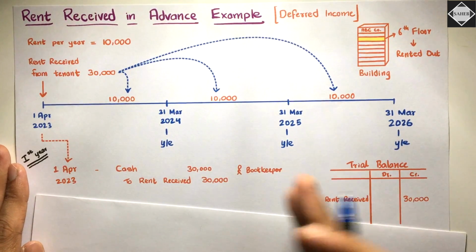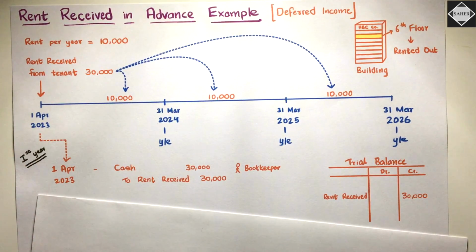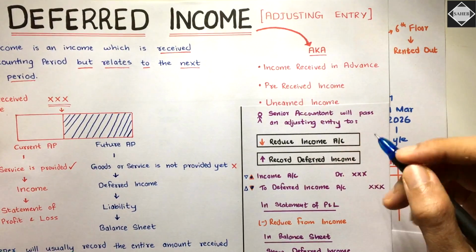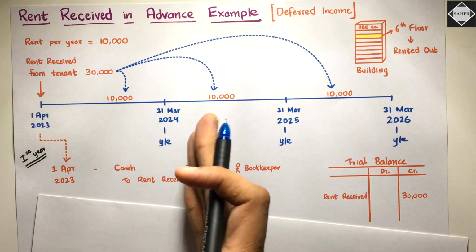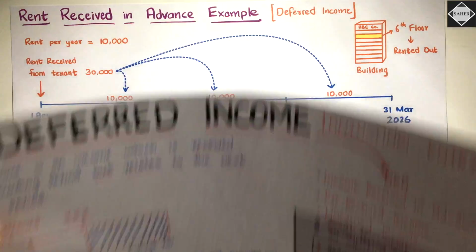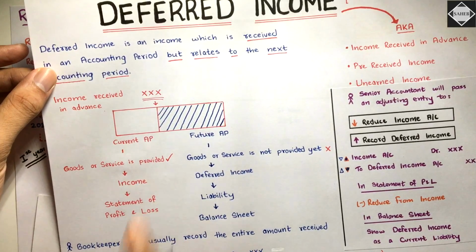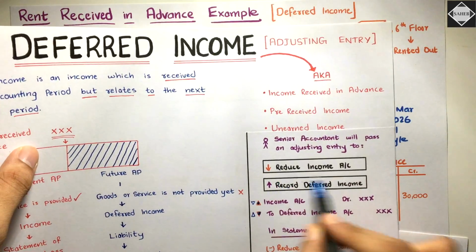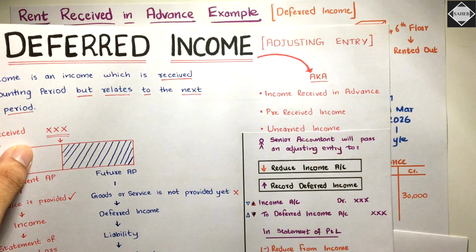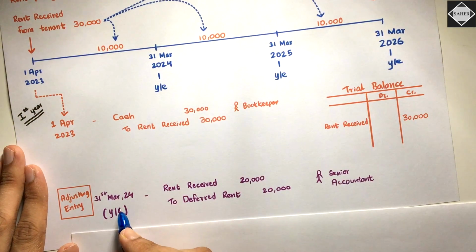So then an adjusting entry is needed on 31st March 2024 at the end of this accounting period. What adjusting entry? Come again to the concept of deferred income. You have to reduce the income account. Out of this 30,000, how much do you have to reduce? 20,000 you have to reduce, the 10,000 plus 10,000 of future. I told you, whatever is of the current accounting period, in this case 10,000, will go to the statement of P&L as income. But whatever relates to a future accounting period is a deferred income, a liability, and has to go in the balance sheet. So the adjusting entry is to reduce the income account by 20,000, and record 20,000 as deferred income.